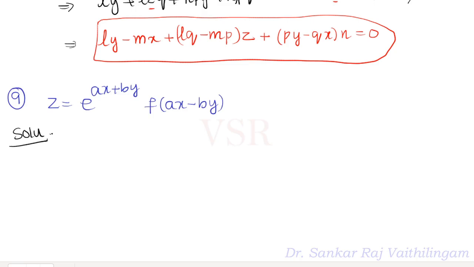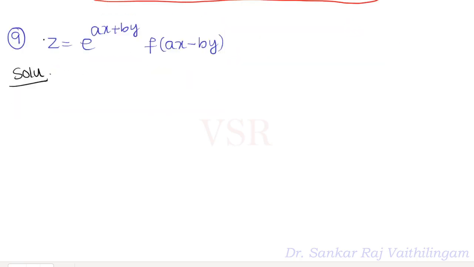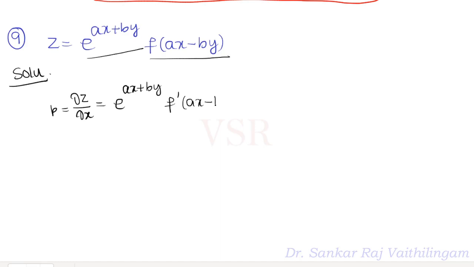First, differentiate: dou z divided by dou x is equal to p. I differentiate this with respect to x. Here this is also a function of x, and this is also a function of x. So keeping one, we differentiate the other. I keep e to the power ax plus by and differentiate the other: f dash of ax minus by into, differentiating the inside, a. Then keeping this, I differentiate the other.